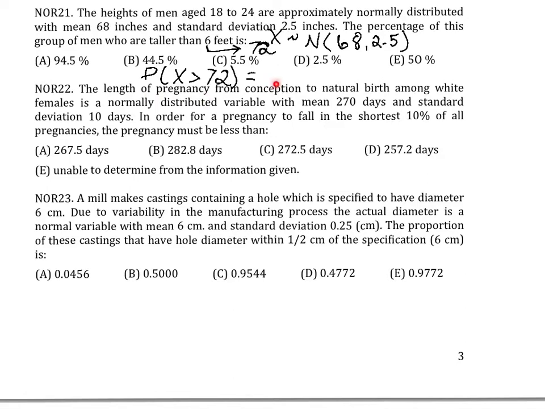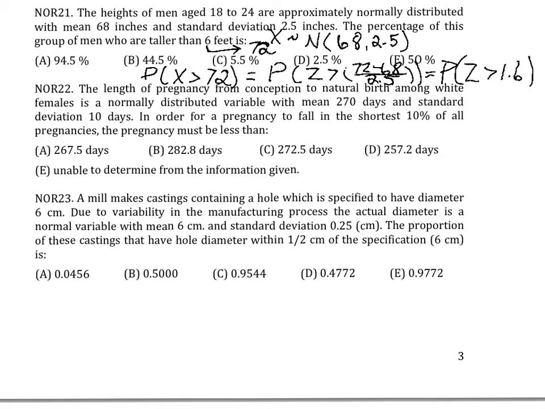This is a type 1 problem, which we could flip. I think we can turn the sign around, right? But we first have to standardize this. It's a type 1 problem. Standardizing this to begin with, making it a Z greater than 72 minus 68 divided by 2.5 is what we want. And so Z greater than 1.6.